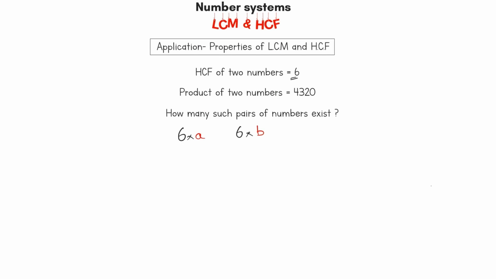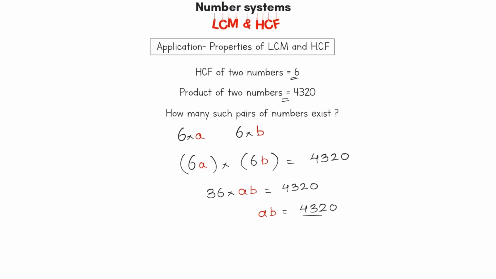Product of two numbers is given to me as 4320. What is the meaning of this? Product of two numbers means 6A, this is my one number, and 6B is my other number. Their product is given to me as 4320. So what do I get from this? I get 36 into AB, and that whole thing is equal to 4320. So I get AB equals 4320 divided by 36.